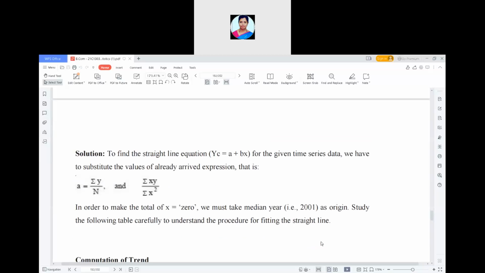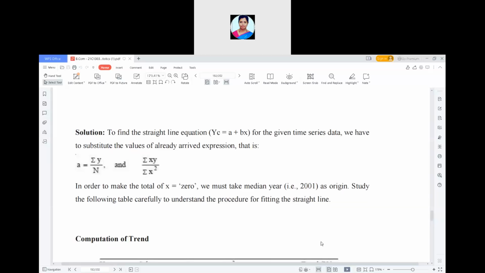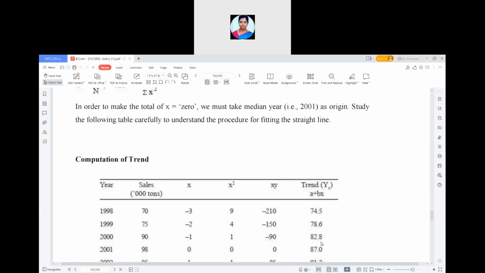So a is equal to summation y by n, already we know this one, and b is equal to summation xy by summation x square. So in order to make the total of x equal to 0, let us take the median year, 2001, as the origin. So we will see this.